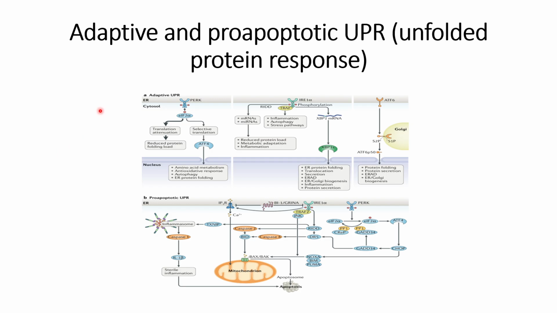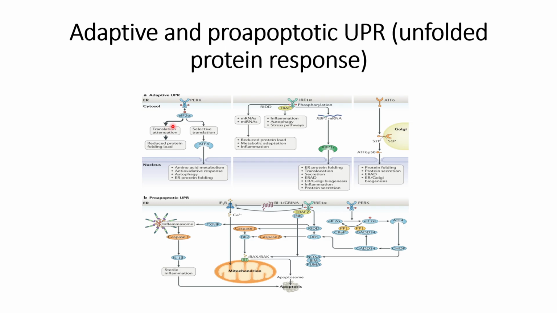So there are two kinds of conditions that can arise. One is that unfolded protein response can be reversed or it is controllable. And another condition in which unfolded protein response cannot be reversed and the cell has to proceed towards programmed cell death, or pro-apoptotic UPR. So let us just go through the adaptive unfolded protein response. It will lead to three kinds of signaling. First one is PERK signaling, second one is IRE1 alpha, and third one is ATF6.